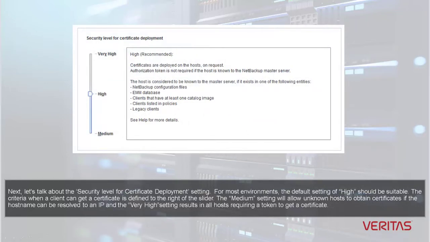For most environments, the default setting of high should be suitable. The criteria when a client can get a certificate is defined to the right of the slider. The medium setting will allow unknown hosts to obtain certificates if the hostname can be resolved to an IP, and the very high setting results in all hosts requiring a token to get a certificate.